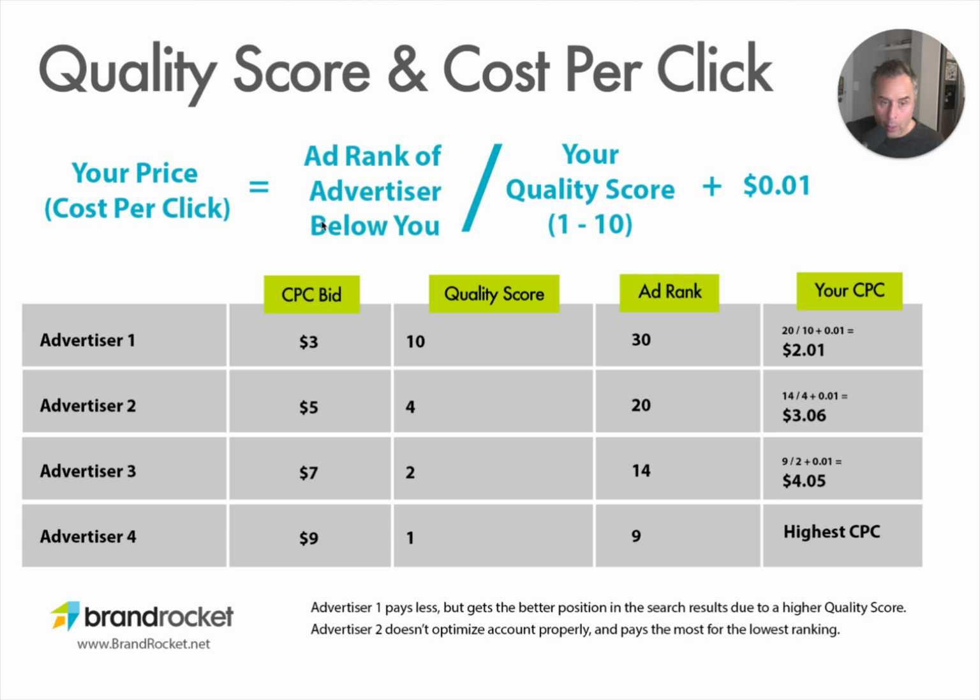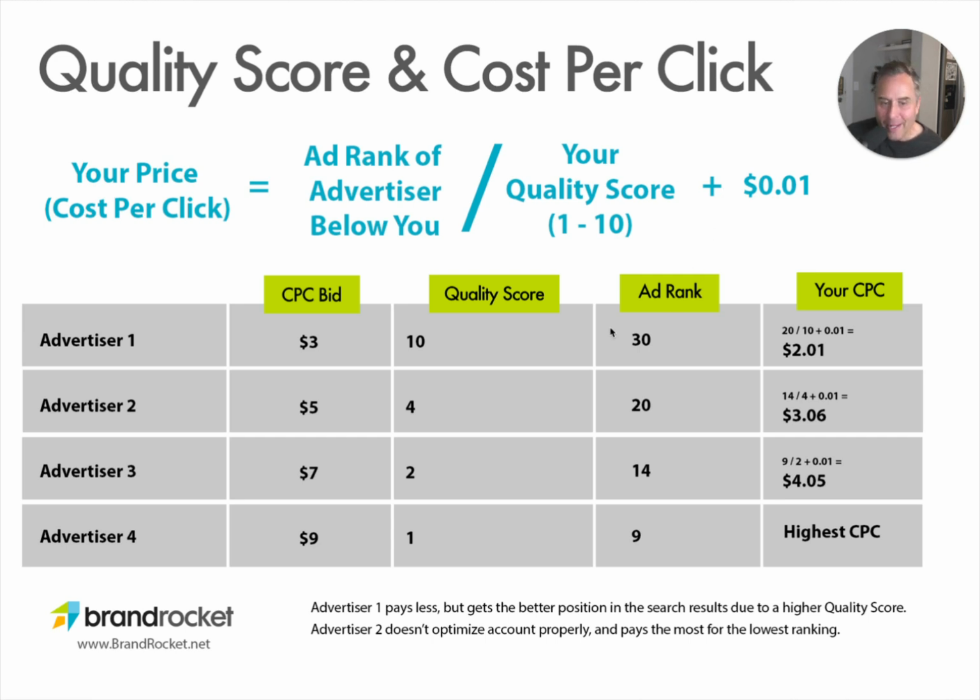Now, the way that we structure campaigns, you're going to start out with 0, but it's not going to be there very long, because the way we structure them, it's going to get that quality score up as quickly as possible. I'll teach you how to do it yourself. So it's the ad rank of the advertiser below you divided by your quality score, plus a penny. They just threw that in there.